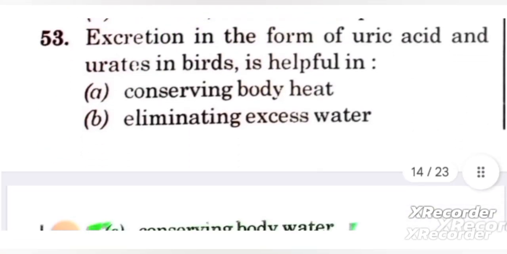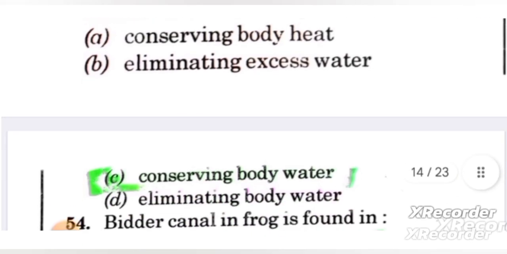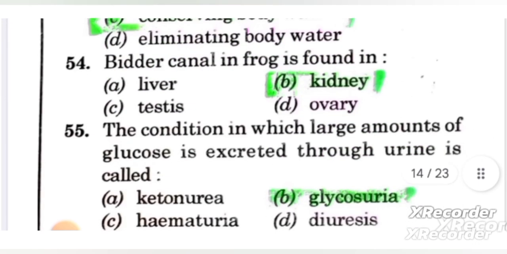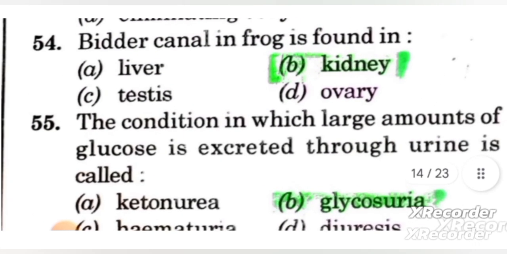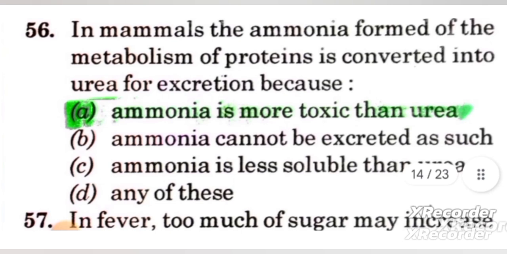Next 53. Excretion in the form of uric acid and urates in birds is helpful in answer C. Conserving body water. Next 54. Bidder's canal in frog is found in answer B. Kidney. Next 55. The condition in which large amount of glucose is excreted through urine is called answer B. Glycosuria. Next 56. In mammals, the ammonia formed of the metabolism of proteins is converted into urea for excretion because answer A. Ammonia is more toxic than urea.